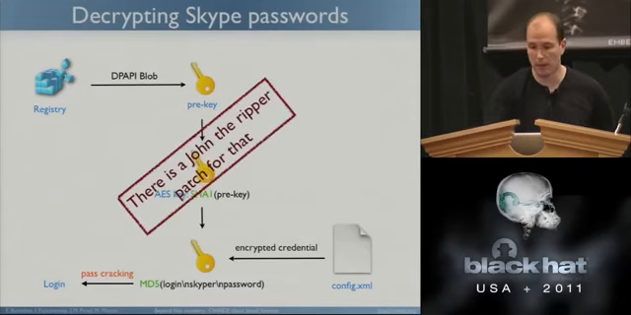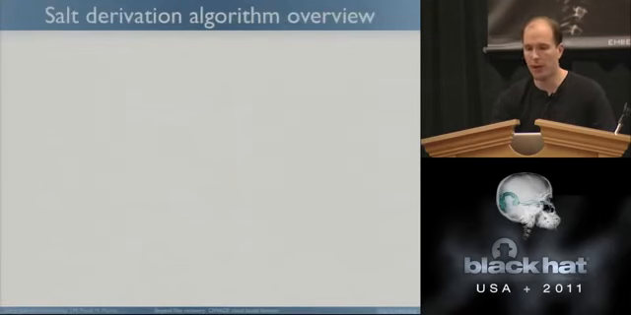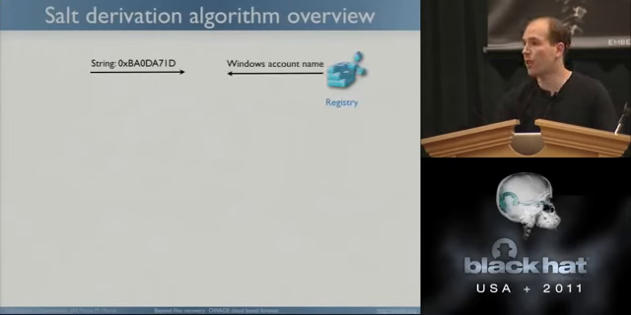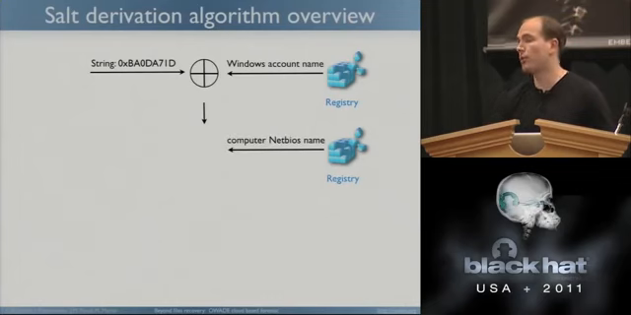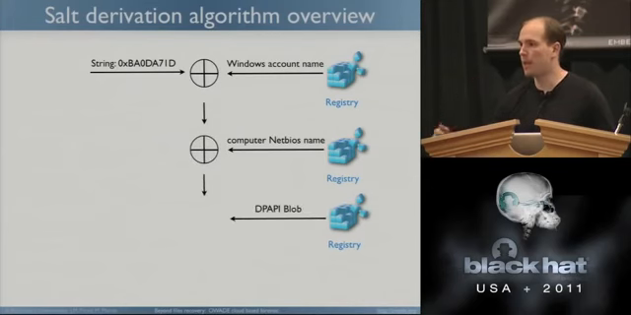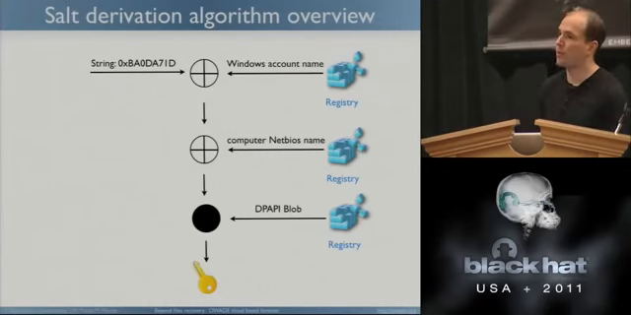Google Talk uses DPAPI plus a custom salt. It was a lot of work to figure out how they derive the key. It's stored in the registry. You start with a fixed string, then you get the Windows account name from the SAM, and you mix it, basically a XOR. Then you take the NetBIOS name of the computer. Basically they try to tie Google Talk to your machine as much as they can. When you have that, you mix it again. Then you take the DPAPI blob, decrypt it, get some data from it, and remix it again. And there you go, you get the credential.